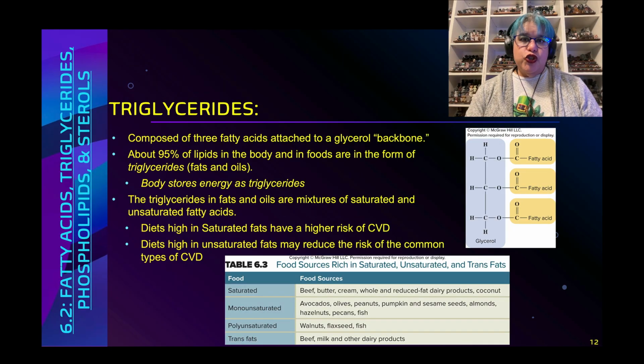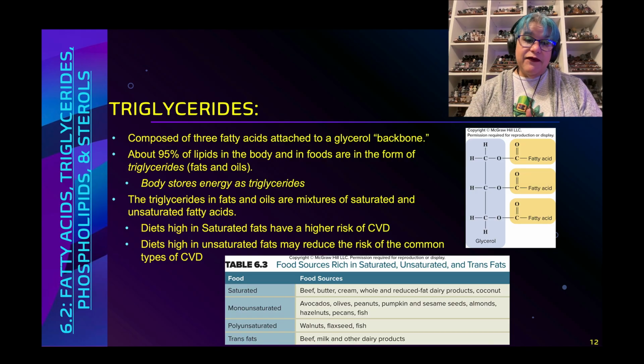So triglycerides. Tri means 3. Glyceride in this case refers to part of the molecule. This is a glycerol, and then the tri refers to fatty acid chains that are coming off of this glycerol, of which I have 3. So you have 3 fatty acids attached to a glycerol backbone. About 95% of the lipids in the body and in foods come in the form of triglycerides, whether that is fats or oils, because it can be both. The body does store our energy, when we talk about fat storage, as triglycerides.